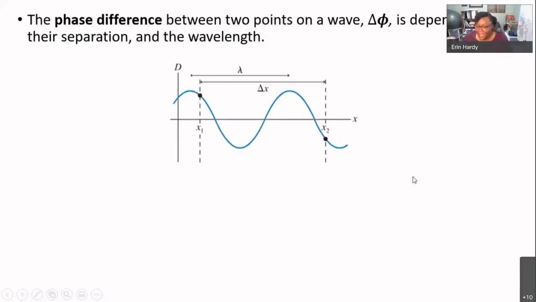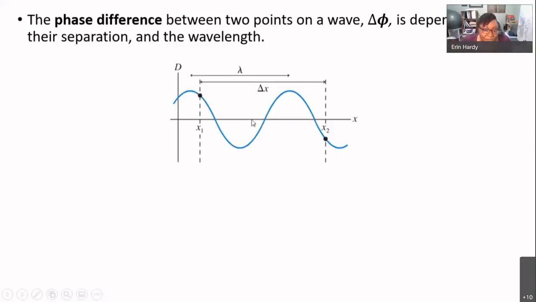So let's take a look at another snapshot graph of a wave that has some unknown amplitude, a wavelength that we can at least label here in the diagram, but we don't have any numbers to attach to it yet.